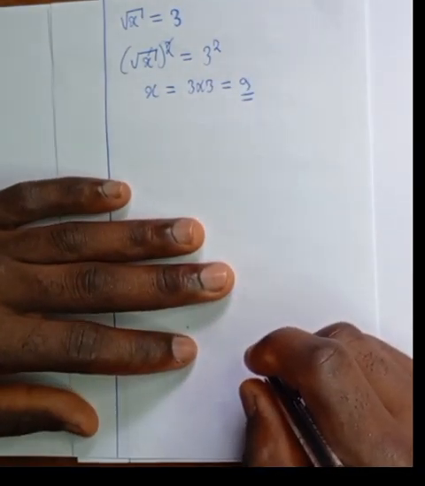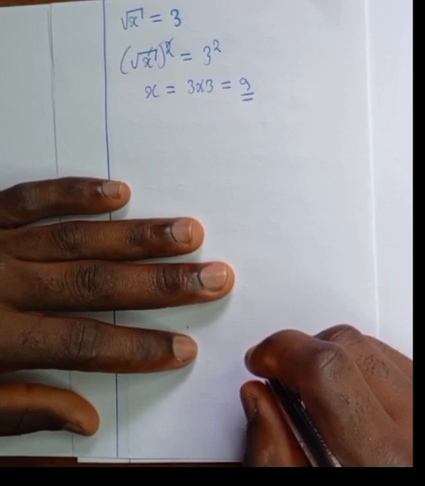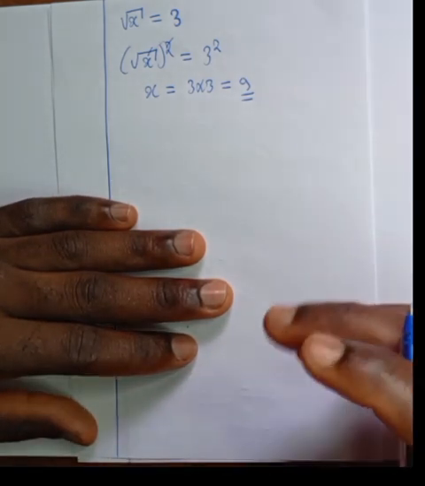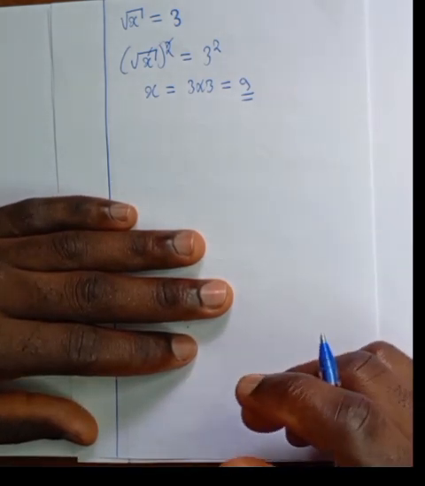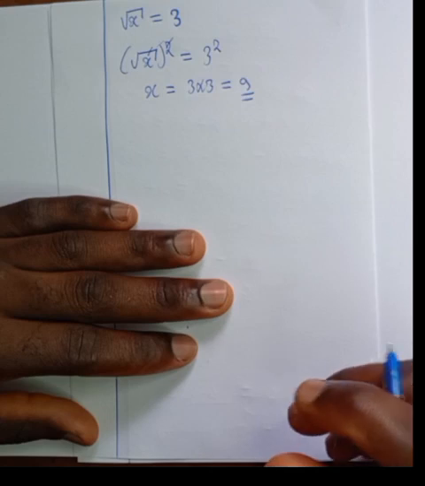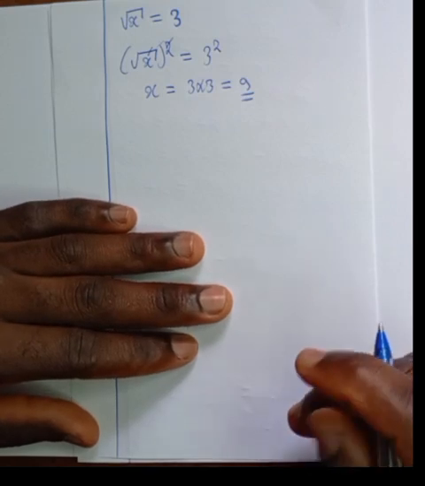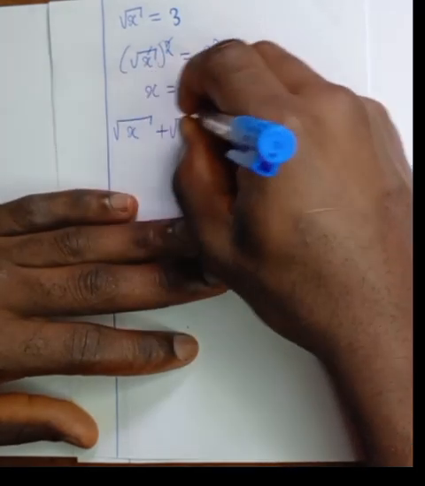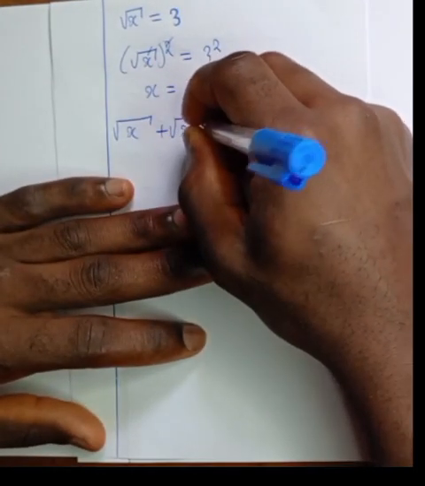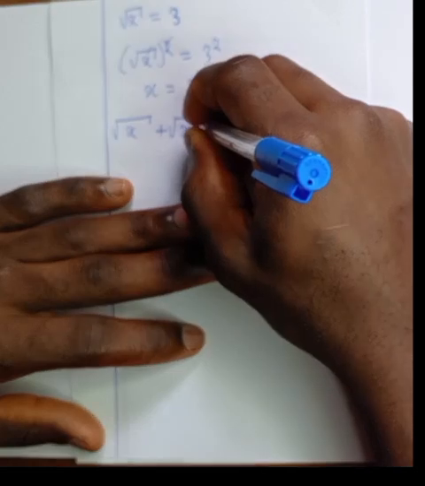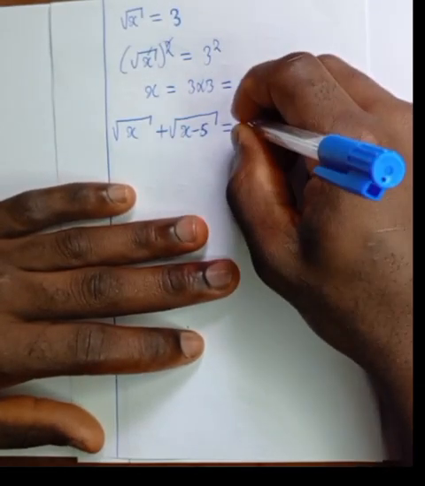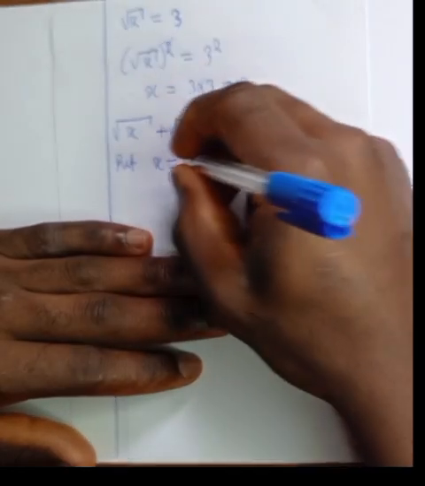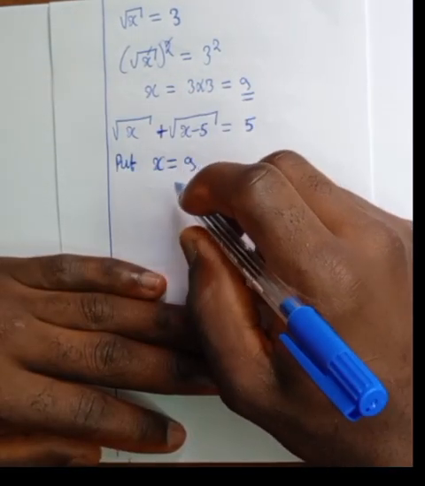At this level now, we can verify to see if the result is correct. That means if you replace x with 9 at the left hand side of the equation, if we simplify, we are going to obtain 5. We know the equation is simply root x plus root of x minus 5 is equal to 5. Let's verify and see.